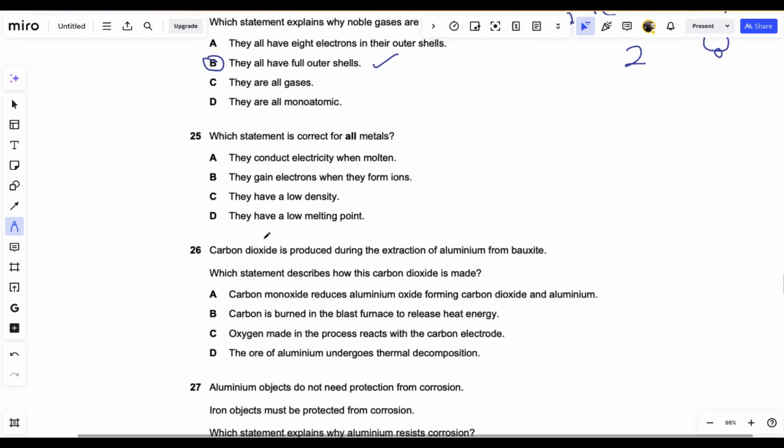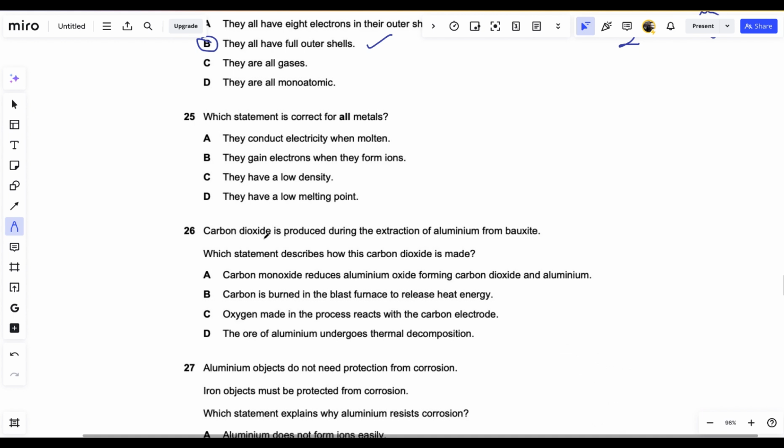So we go to question 25. Which statement is correct for all metals? All metals conduct electricity when they are molten. That's correct. Let's see if there is a stronger argument.